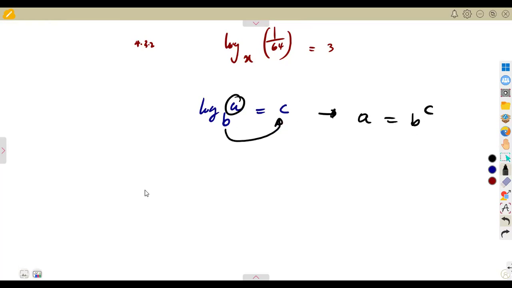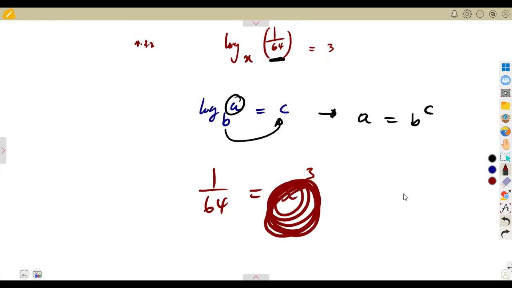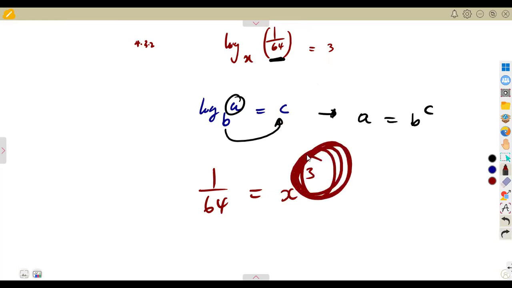Remember, we talked about this, the ABC concept. So this is your a, which is the 1 over 64. So 1 over 64 is equal to the base to the exponent of what? Of 3, which is x to the exponent of 3. So the question is, x is already the base, so how do we remove the exponent of 3, which is affecting this x? How do we remove this? How can we remove this 3?